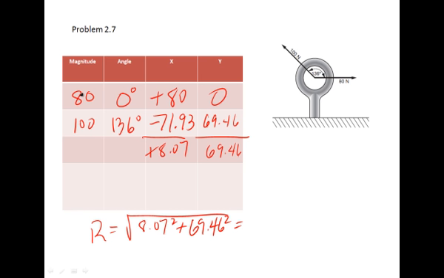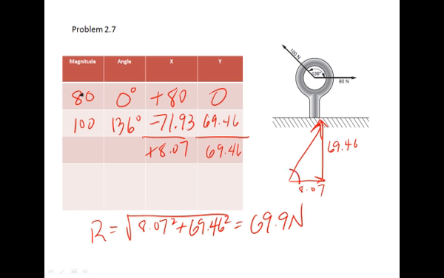When you calculate that out, you'll find out that the resultant is approximately 69.9 newtons. So you have an x component of 8.07, you have a y component of 69.46, so your resultant, like we said, is 69.9.